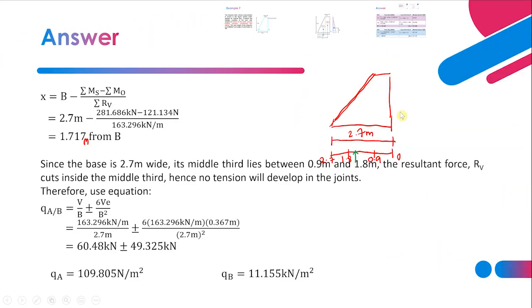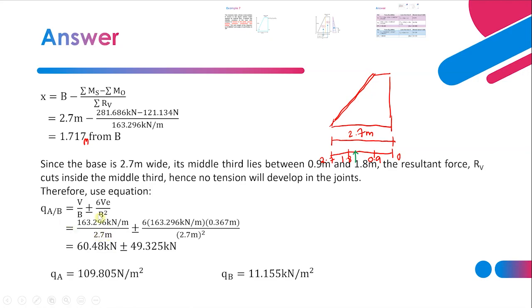We also need to calculate the ground bearing pressure, because the question asks you to calculate the ground bearing pressure. Since X, which is the position of the ground reaction, is within the middle third, you know the formula for calculating ground bearing pressure. So the formula you will use is for QA and QB. Because it is still within the middle third, this is the formula you have to use: V over B plus minus 6VE over B square.